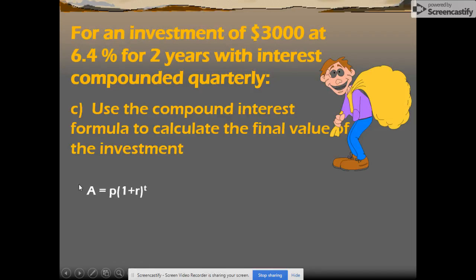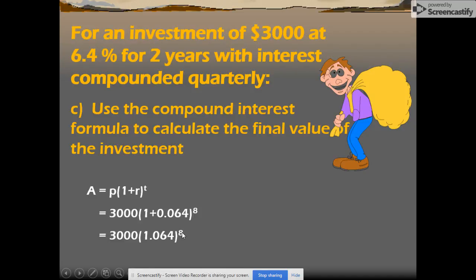So what is the formula? A is equal to P, our principal, which we know is 3,000, times 1 plus our rate. Now our rate, remember we said was 0.016, and our term, our little t, was 8. So let's put that in. There we go, 3,000, 1 plus 0.016 to the power of 8. Let's add our 1 plus 0.016, and we get 3,000, 1.016 to the power of 8.